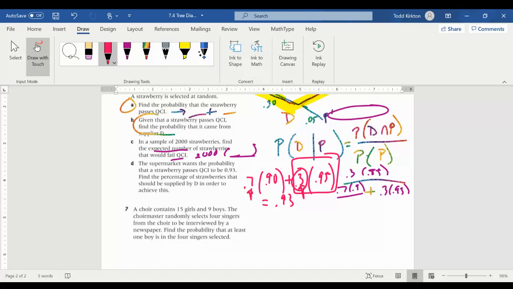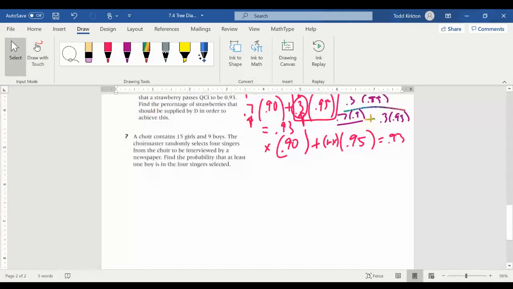Another way to do that is to say, I don't know how many I'm going to have in my 90%, and I don't know how many I'm going to have in my 95%, but I know they add up to 1. 0.7 plus 0.3 is 1. So if this is X, then this has to be 1 minus X. And together we want those to be 0.93. So that's another way to figure that out. That's a good hard algebra question.